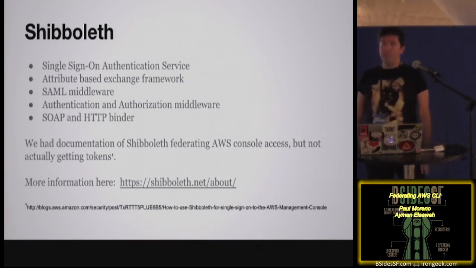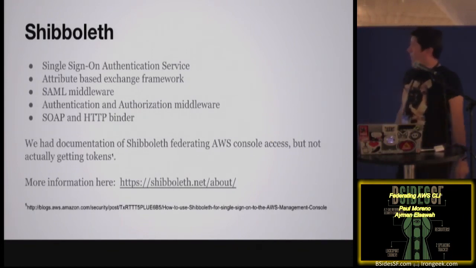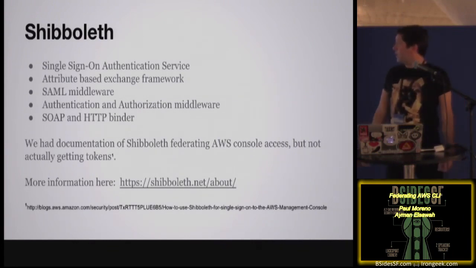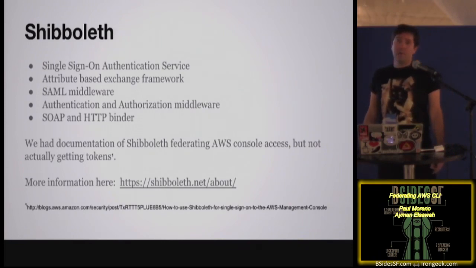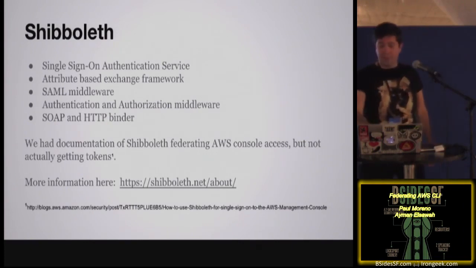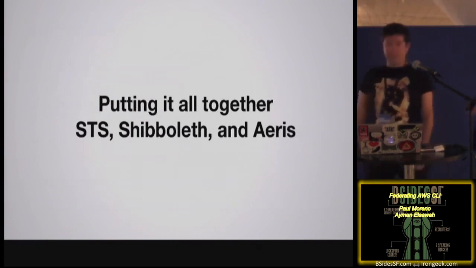So Shibboleth, it's an SSO, as I said. It allows for an attribute-based exchange framework. It also does role-based, but I'm not going to get into detail. It can act as SAML middleware. It can also act as an authentication and authorization middleware, and has a SOAP and HTTP binder. There's tons of documentation out there on this, and we chose this because of that. Also, there's actually Amazon-specific documentation on how to federate it on the web console. But not actually anything about getting tokens. That was what became a pain in the ass. So I'm going to go ahead and forward this over to Eamon, and he's going to tell you a little bit more.